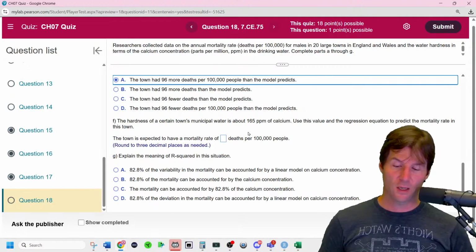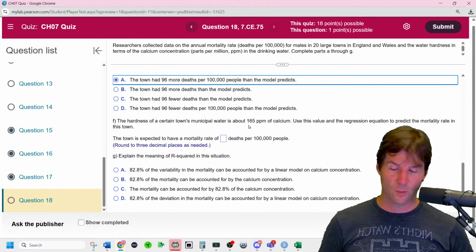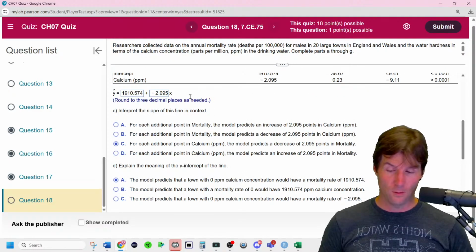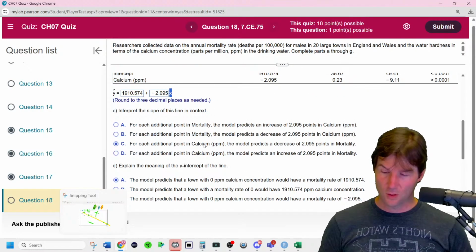The hardness of a certain town is 165. Use this to predict its mortality rate. Well, we just plug in X. So you go right here.